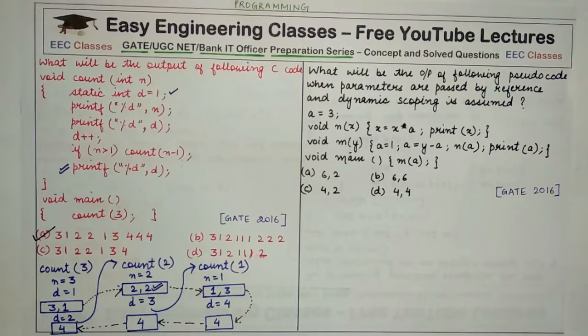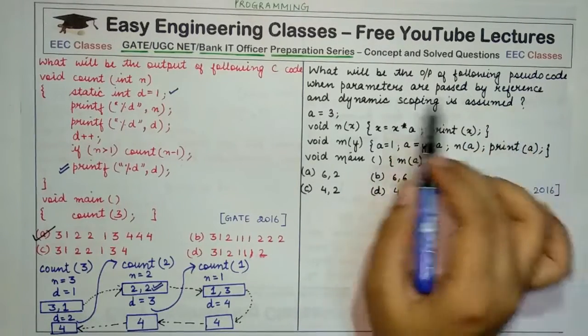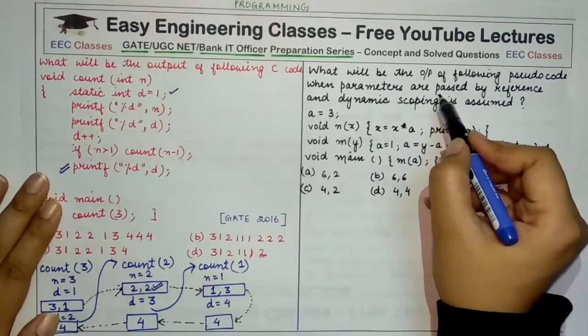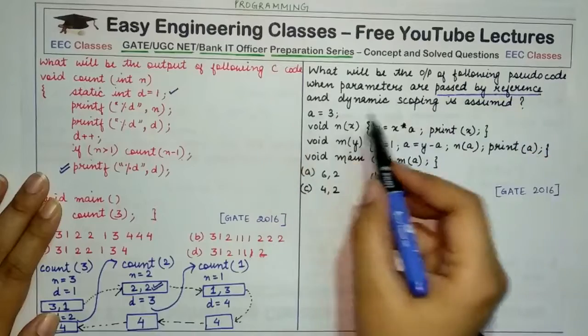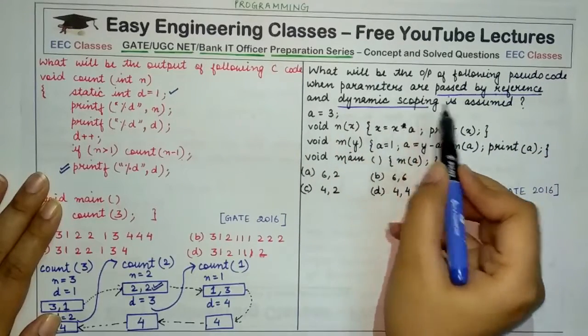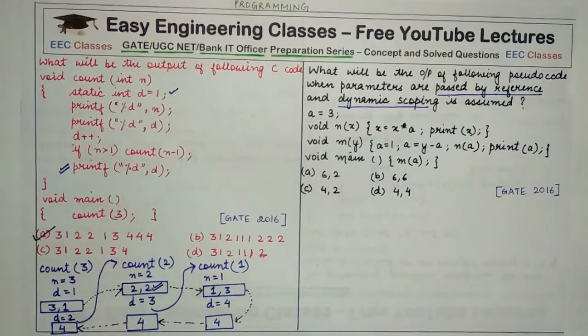The second question states: what will be the output of the following pseudocode when the parameters are passed by reference and dynamic scoping is assumed. This question makes use of two major concepts, which are dynamic scoping and pass by reference.